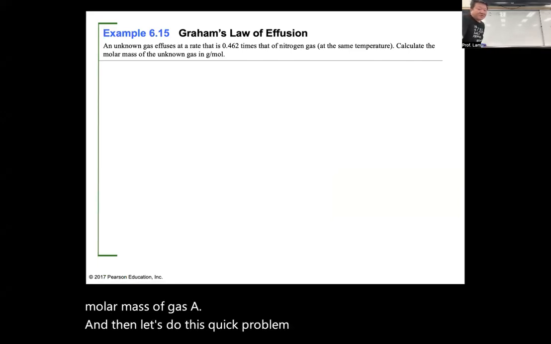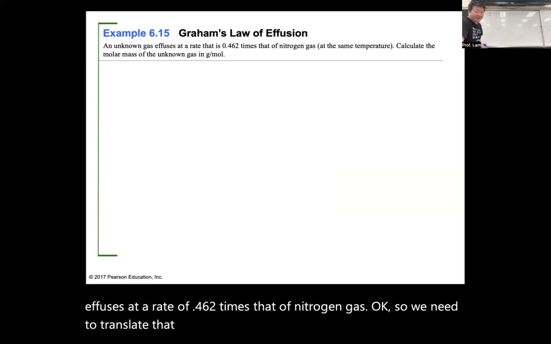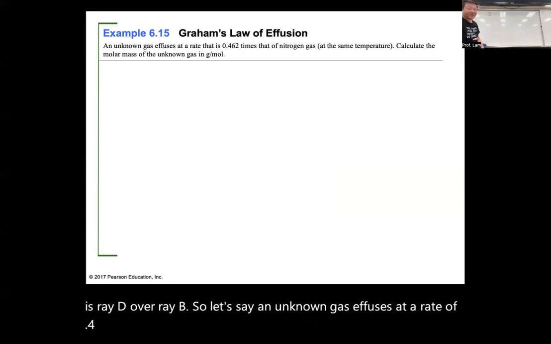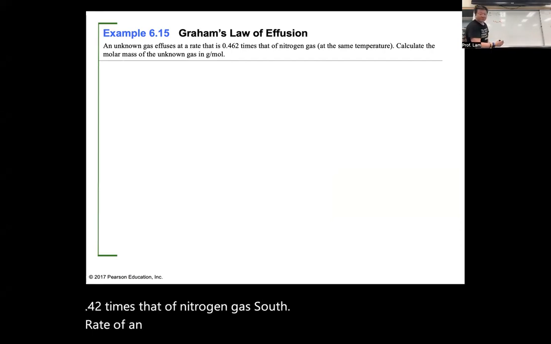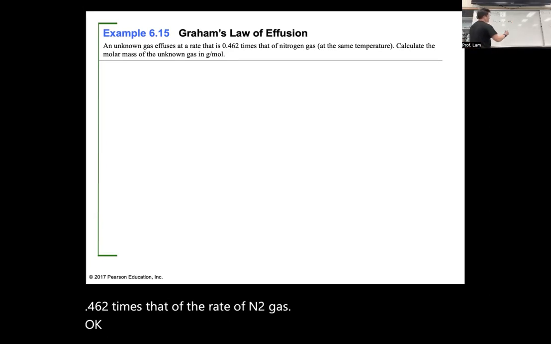An unknown gas effuses at a rate of 0.462 times that of nitrogen gas. So we need to translate that into a ratio here, right? Because Graham's law of effusion is rate A over rate B. So, the rate of the unknown is equal to 0.462 times the rate of N2 gas. Calculate the molar mass of the unknown gas.